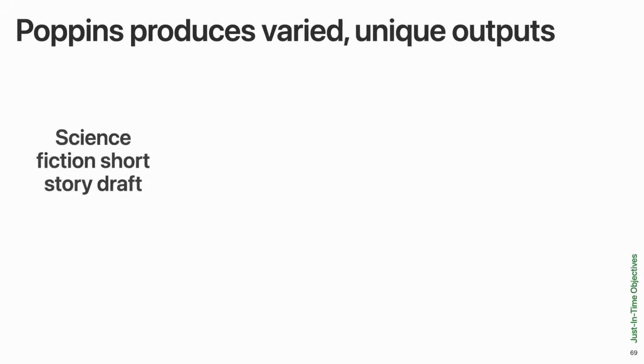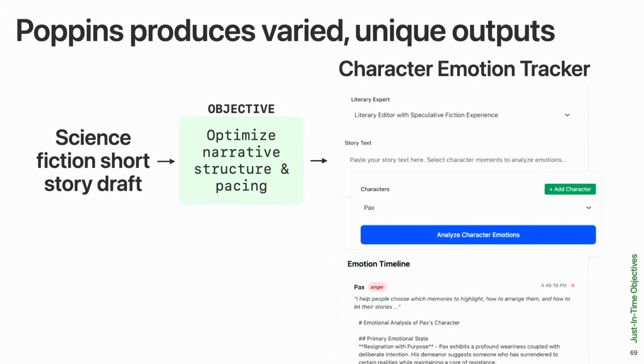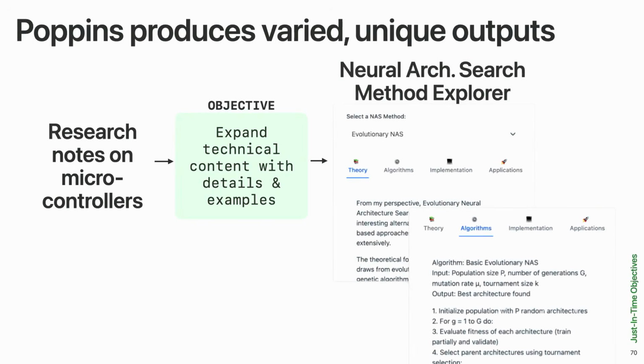And I'll walk through a few of these examples. On a participant's short story draft, Poppins created a tool that helped them to track the trajectory of characters' emotions over the course of the story, and that actually helped the author to realize that there were some inconsistencies in how their character was coming across that they wanted to go in and fix after the study session. In a pretty different setting, there were participants' research notes, and Poppins created a tool that helped them to explore different technical methods that they were weighing, looking not just at the algorithms and code, but also the applications downstream to help them compare.